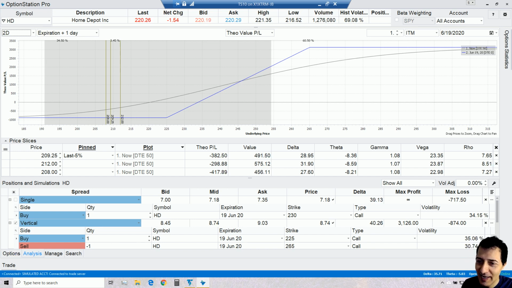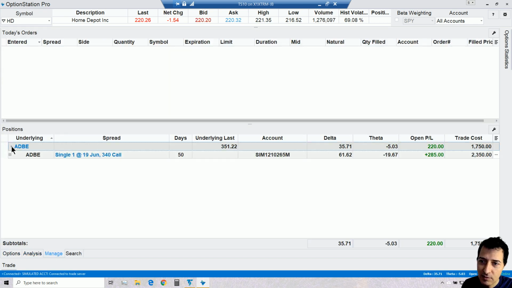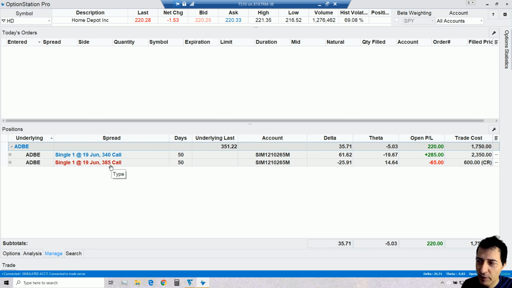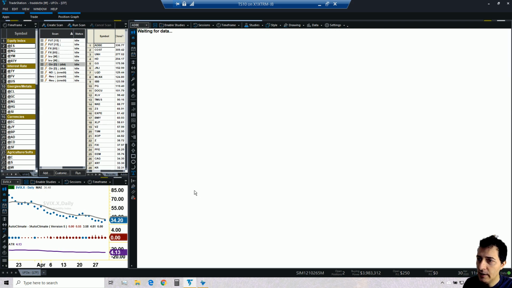Now looking at the Manage tab here, we have a trade running on Adobe. This is a trade where we purchased the 340 and we sold the 385 call. So this is a vertical spread. And I would like to look at the chart of Adobe to see what's going on.